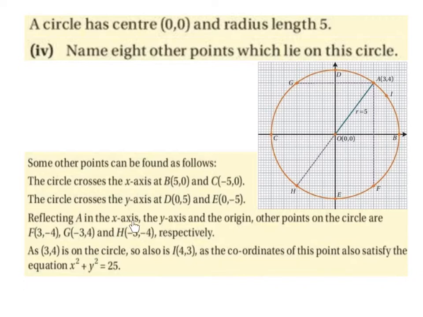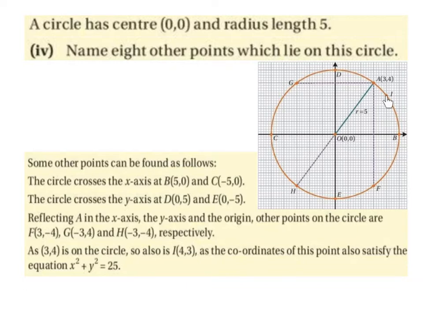Reflecting A in the x-axis, the y-axis and the origin, the other points on the circle are F, 3, minus 4. So remember, this is the point 3, 4, which is A. And if we reflect it down through the x-axis, we get the point 3, minus 4. We also have the point G, which is minus 3, 4, reflecting across through the y-axis. And we also have the point H, minus 3, minus 4, which is a reflection through the origin. As 3, 4 is on the circle, so is I, 4, 3.